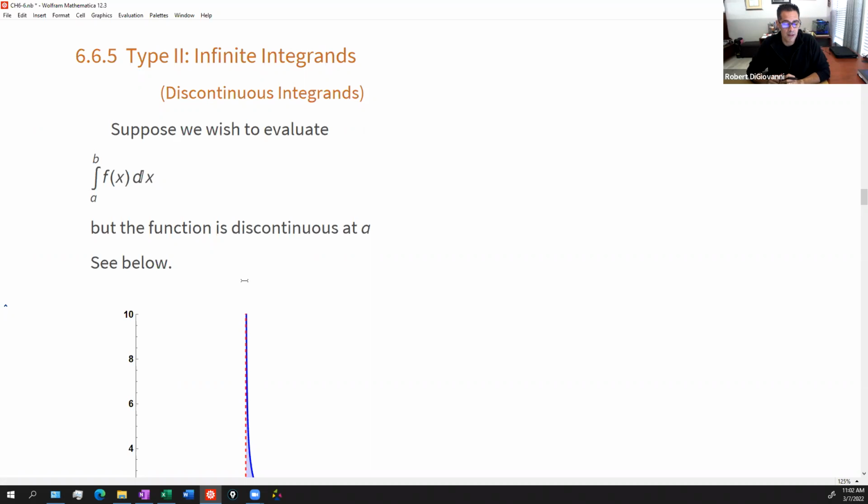So these are basically integrals where you have a discontinuity somewhere within the interval that you're trying to find the area under. When I say discontinuity, I mean we have a vertical asymptote occurring somewhere within the interval that we're trying to integrate over. So let's say we had a function that looked like this. We were trying to integrate from A to B, okay?